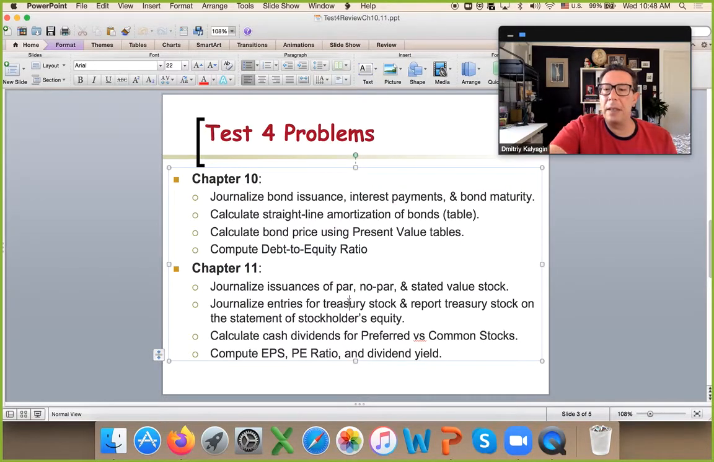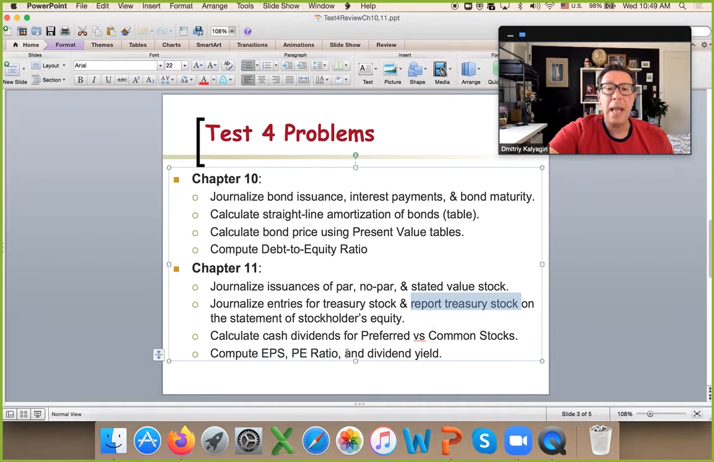For chapter 11 about stocks, you will have to journalize how to issue stocks at par, no par, or at stated value. Stated value is the same as par. Also for treasury stock, you will need to do journal entries for how you purchase treasury stock and then sell it at par, at cost, above cost, or below cost. And also how to report treasury stock on the statement of stockholders' equity. The main thing to remember is that the amount of treasury stock is negative. It's a contra account. Since you buy shares back, you will be subtracting it from your stockholders' equity.